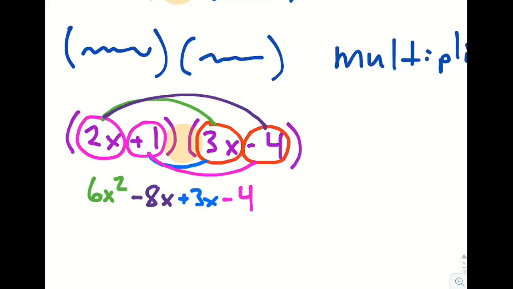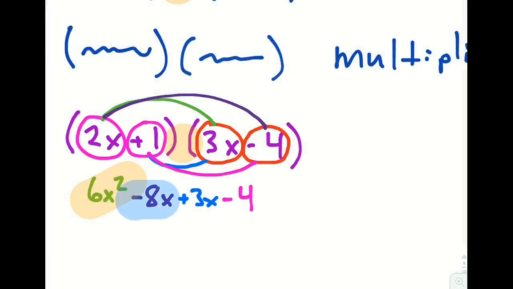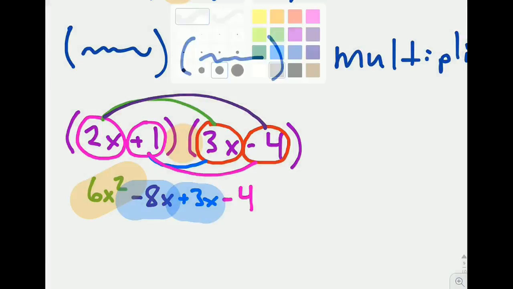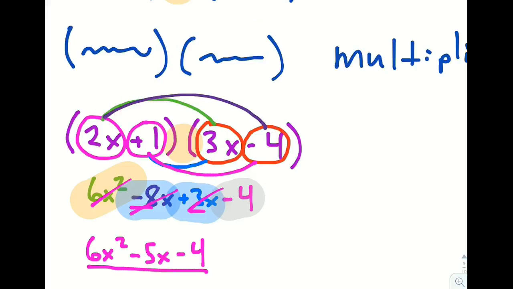After you've done all these steps, you need to go back and make sure that you didn't leave anything messy, as in, are there like terms that you could clean up? So I see I have an x squared term, it's the only one. I have a -8x and a positive 3x, so both terms with x in it. And then I have a constant, a -4. So cleaning these up, I'm going to have my 6x squared come first. Cross that out. A -8 and a positive 3. If I add those together, I get -5x. So I use those up. And then a -4 at the end. So that would be the way I would do that.